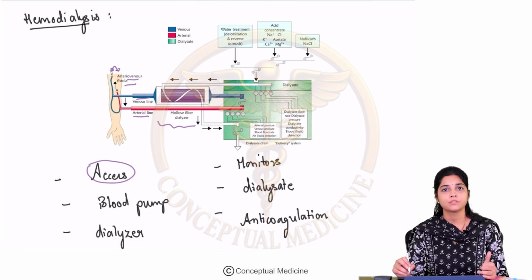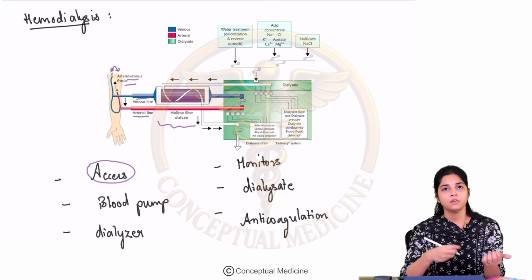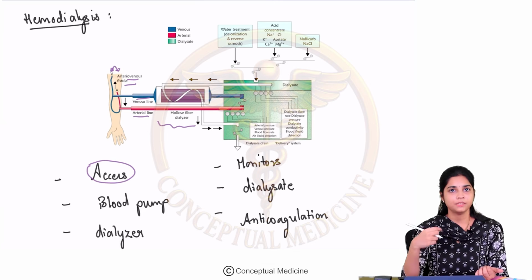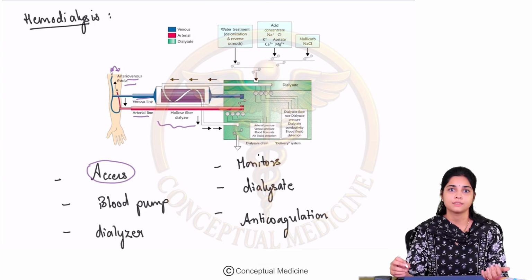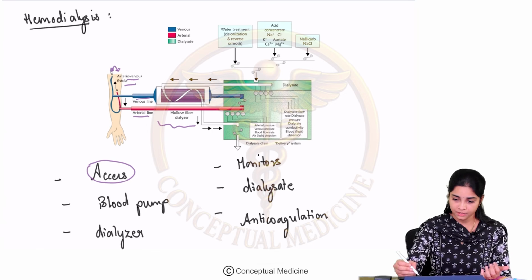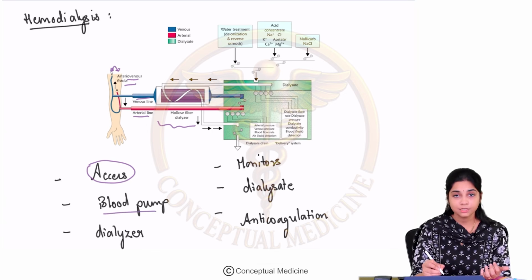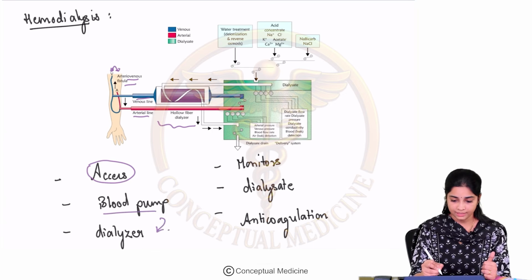So most of the AV fistulas are in the left arm. Okay, so your dialysis machine has a pin which goes through that and removes the blood. Okay, and then it passes through the dialysis machine. Then you have a blood pump. The function of this blood pump is that it will pump the blood to the dialyzer.